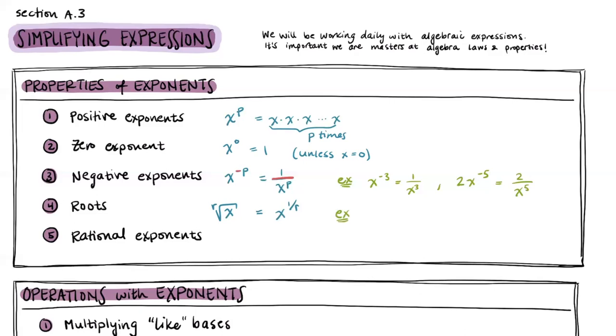So an example of rewriting with a root, if we have just the square root of x, and it's understood that this is the second root, this is the same as x to the 1/2 power.